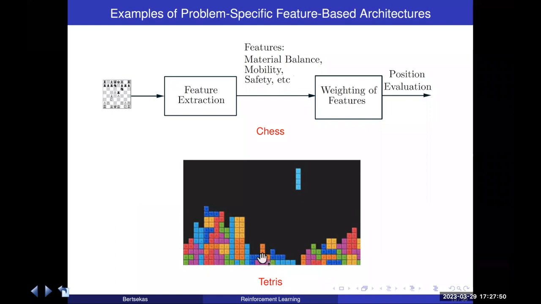Now another feature that looks important is the number of holes inside the wall. Because holes are inaccessible, they sort of cut off the bottom from the top. And so you want to minimize the number of holes in the board. And the maximum height of the wall was another feature. So that brings us to 21 features, plus the constant offset, 22 features. So you approximate a cost function that involves an astronomical number of components with a 22 feature representation.